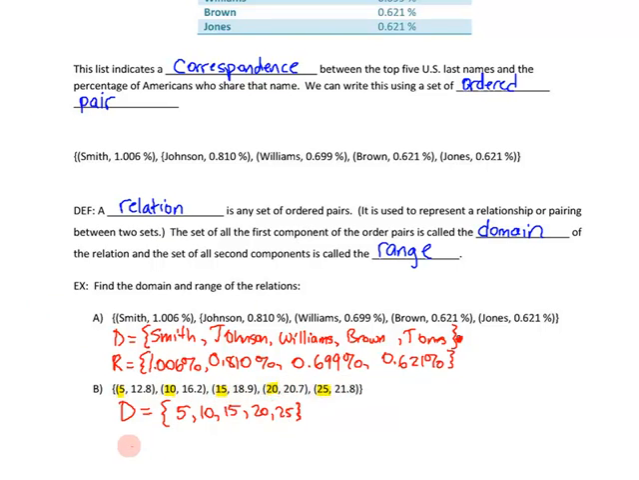What about the range? Alright, it's going to be 12.8, 16.2, 18.9, 20.7, and 21.8. Okay, so those come from here, here, here, here, and here. So you may have the same number of elements in the domain and range. You may have different numbers of elements in the domain and range.